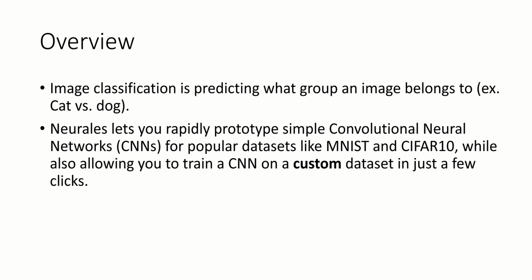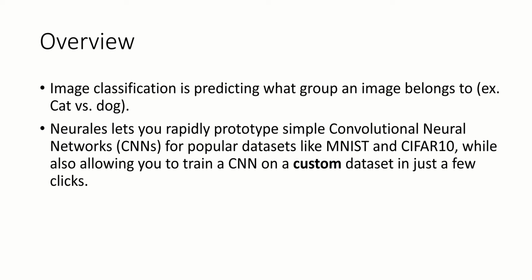Okay, so what exactly is image classification? It's essentially trying to predict what group an image belongs to. For example, cats versus dogs. You show a network a picture of a cat or a dog, and it tells you which one it is.